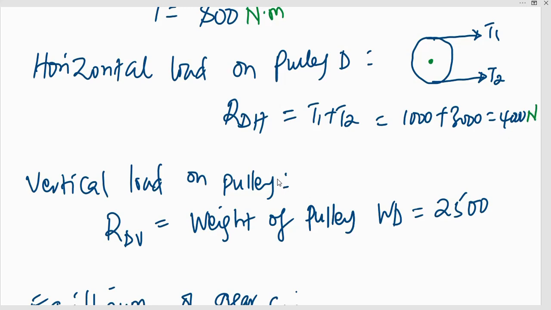Then the vertical load on the pulley, which we are calling RDV, is going to be the weight of the pulley, because there is no other vertical load on the pulley other than its weight that is given in the problem scenario, which is 2500 newtons.